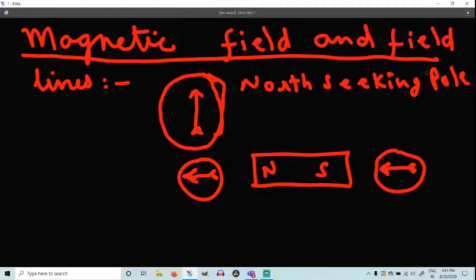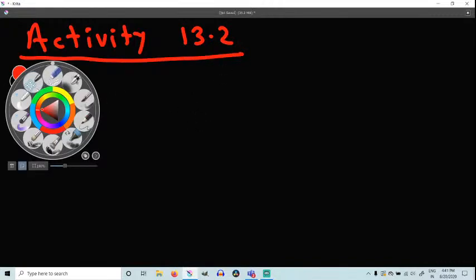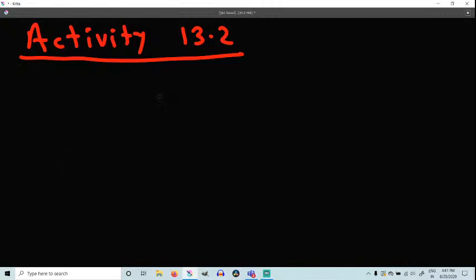Okay, now we go to activity 13.2. Now that we have understood how a magnetic needle works, we go to activity 13.2. Now we try to find out what the magnetic field is and what it looks like. So what I do now is I'll change the color. This is a bit too dark a color.